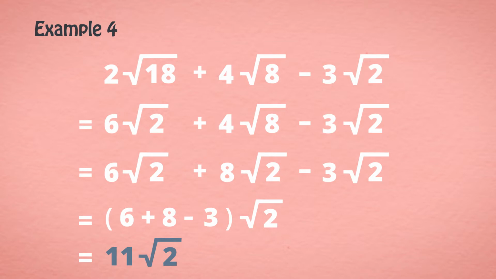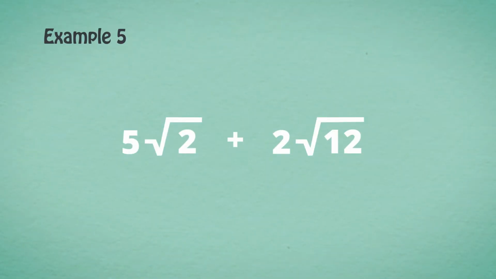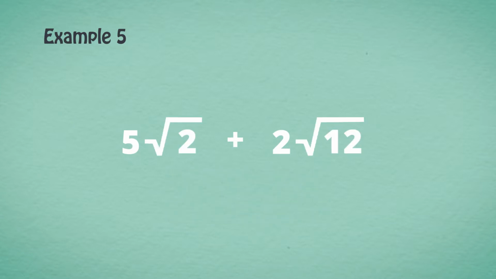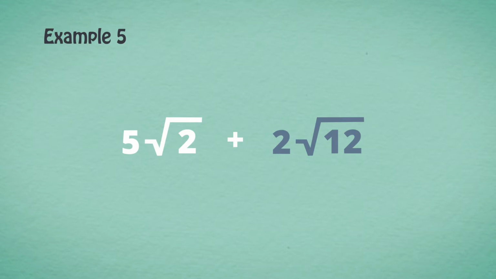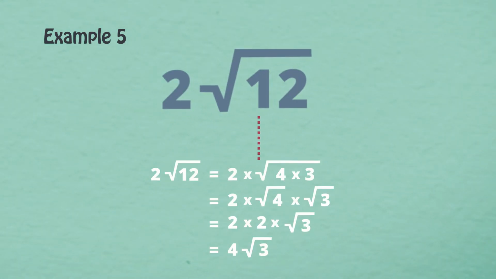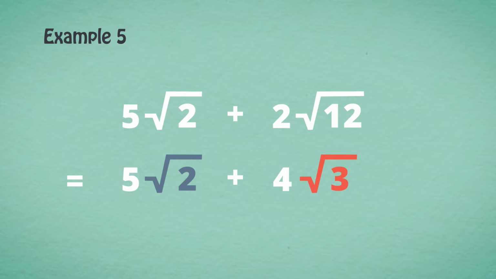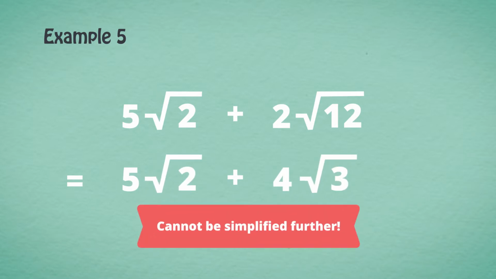Now, can we simplify any expressions with surds? Let's find out with this expression. Can you recall what you need to look out for? Yes, you need to know if they have the same surd. Well, obviously not. What's next? As mentioned earlier, expressing them in their simplest form will help us. Thus, let's express this in its simplest form, like this. Hence, we will have this. Now, what did you observe? Yes, the surds are not the same. This means that they cannot be simplified further.